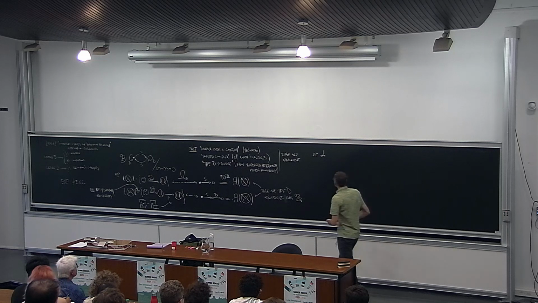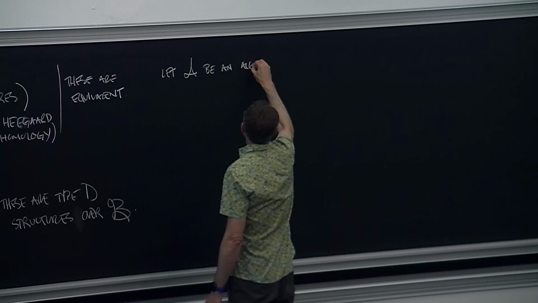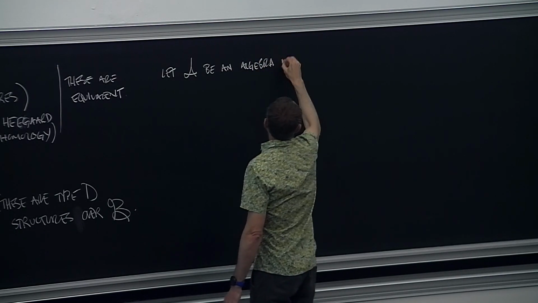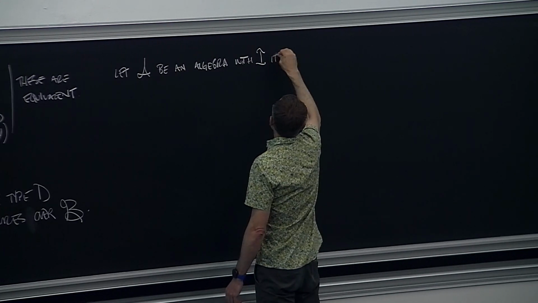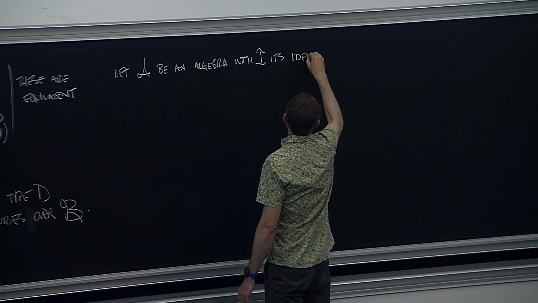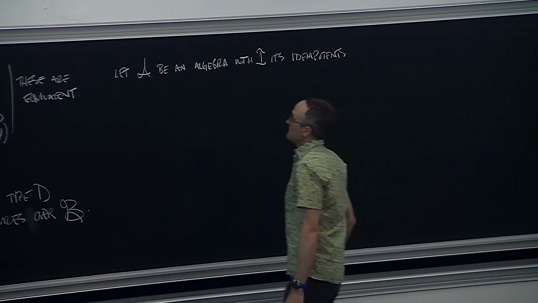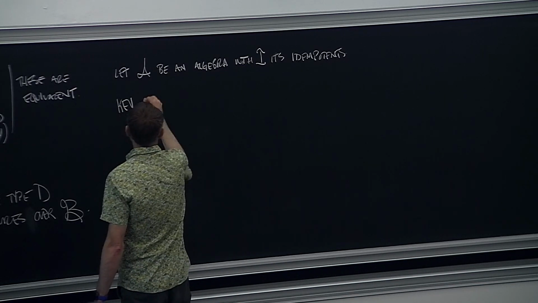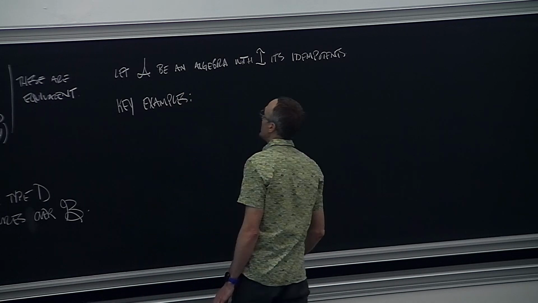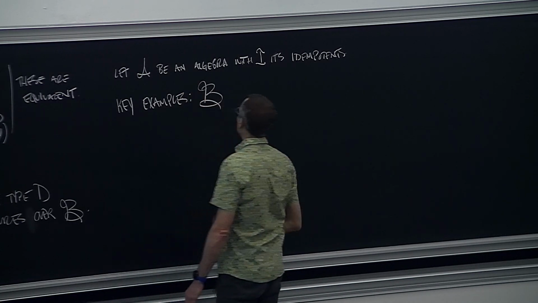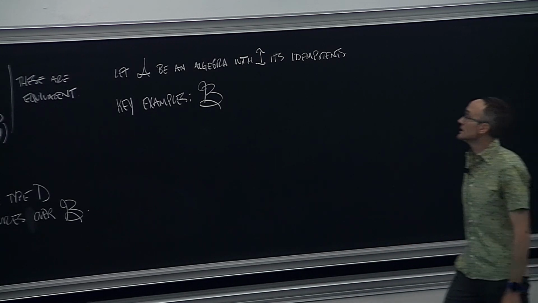Okay, so let's let A be an algebra with I, its idempotents. The key examples for us, I'm not going to move away from these. Really, we're talking about B. That is the subject of this lecture series.